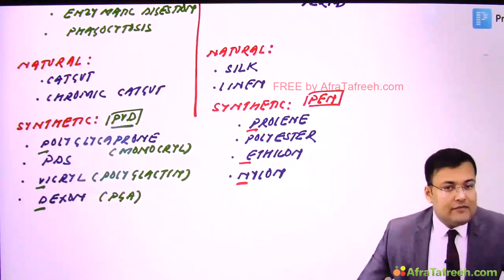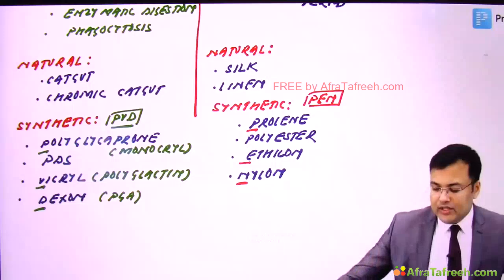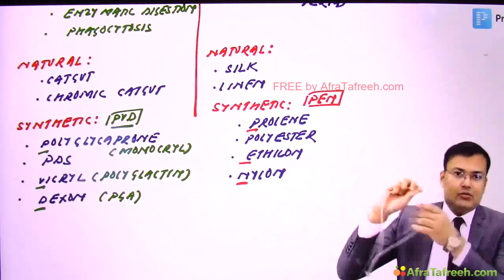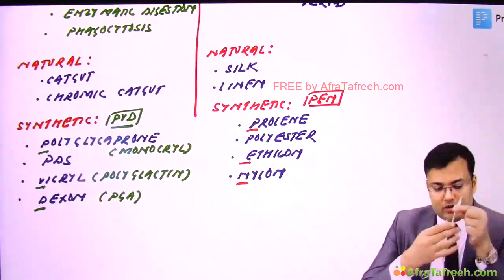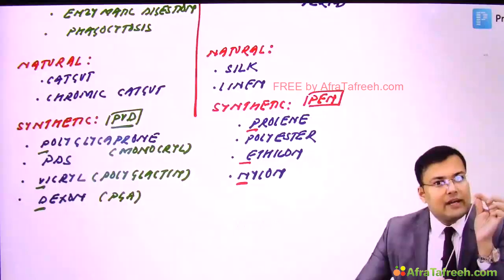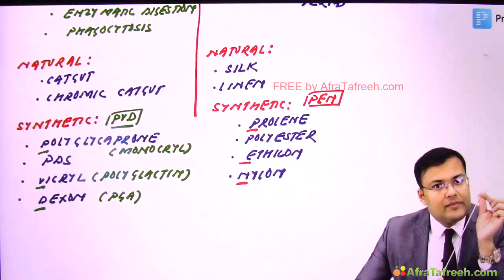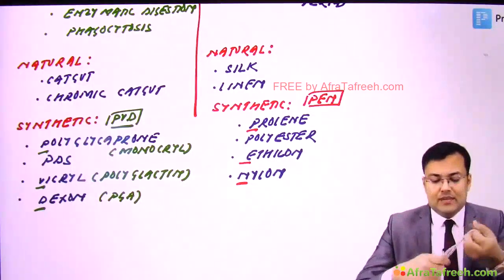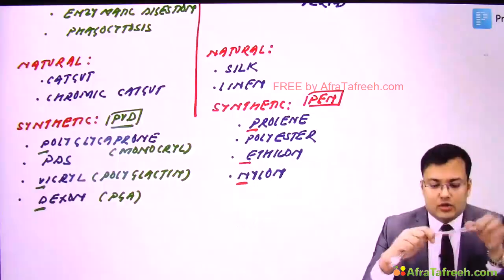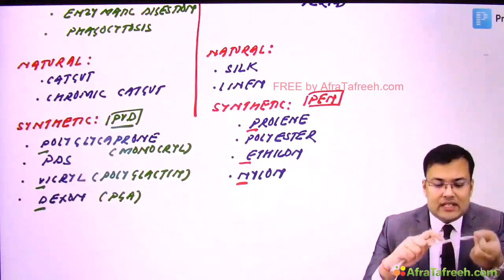After that, sutures are further divided into monofilament and polyfilament sutures. Now see the difference. In a monofilament suture, there is a single strand of fiber, smooth and strong. So if there is a single strand of fiber, this is monofilament. And if in the suture there are multiple strands braided together.